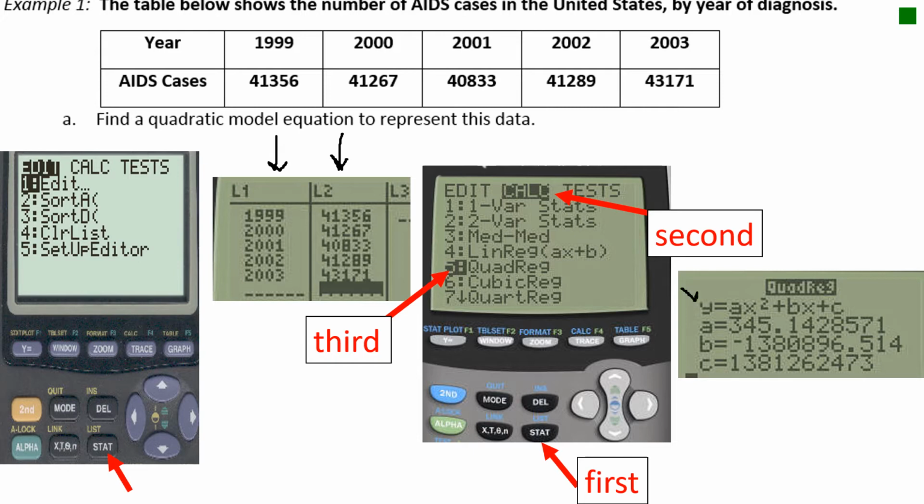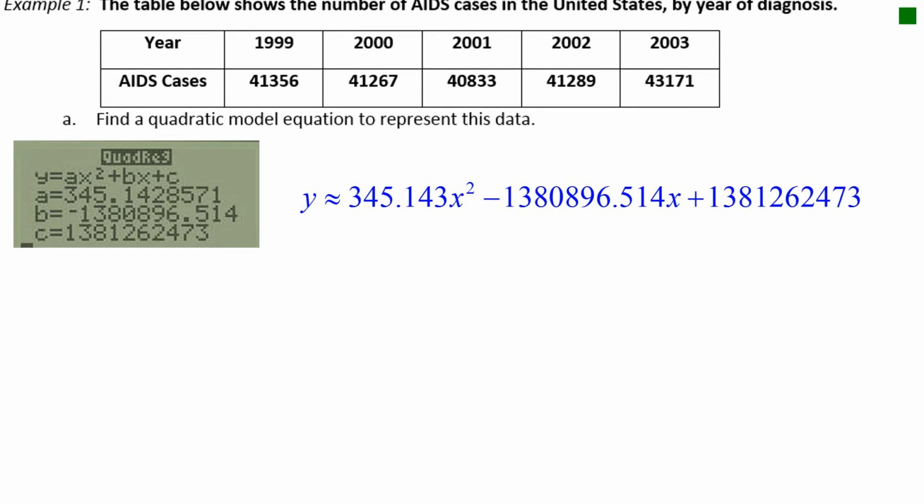First, we get a model. y is equal to ax squared plus bx plus c. And then they tell us what to put in for a, what to put in for b, and what to put in for c. So we're going to write it out. And approximately y is equal to 345.143x squared minus this is our linear term and this is our intercept, which is our constant.